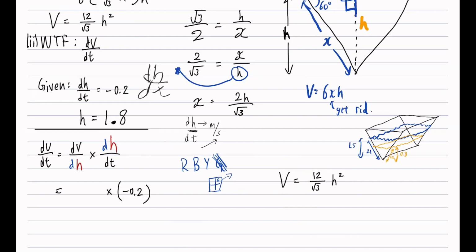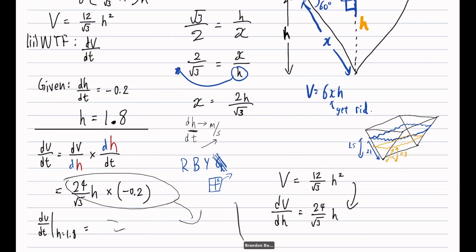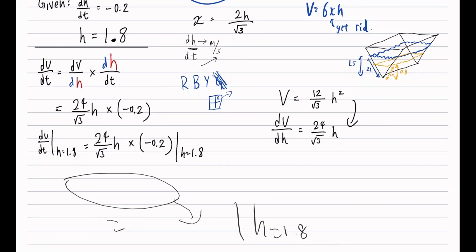First step. Do you sub h equal 1.8? No. First step is dv over dh. Okay, that's 24 over square root 3 times h. Very good. Exactly. Just differentiate, and after that you sub the 1.8. Write down in terms of h first. Then the next line you write dv by dt, vertical line h equals 1.8, equals this thing inside, then h equals 1.8. Very good. Yes.